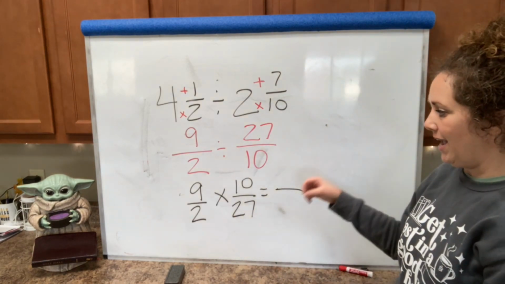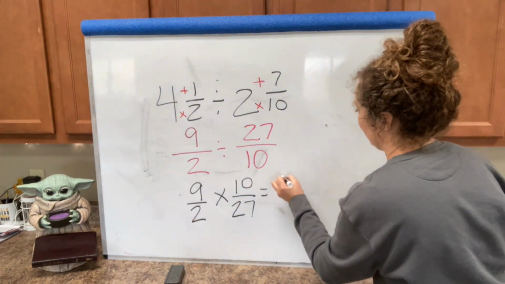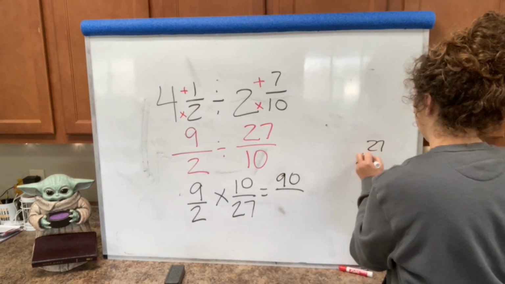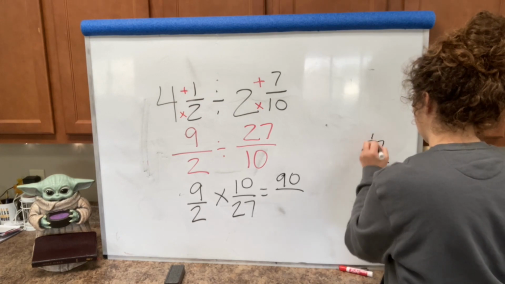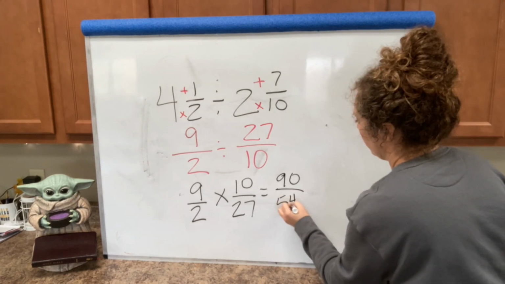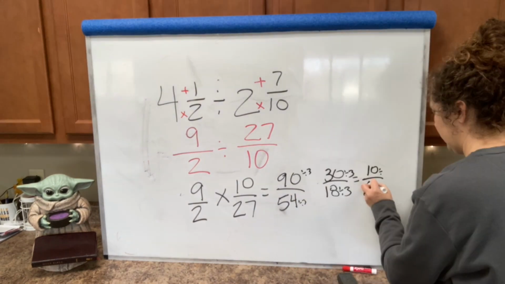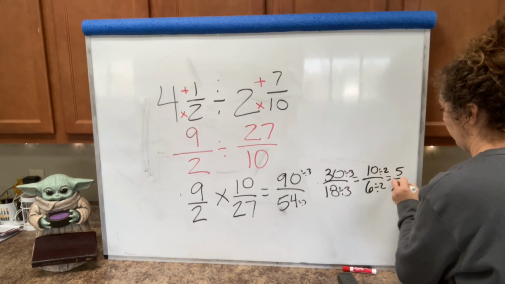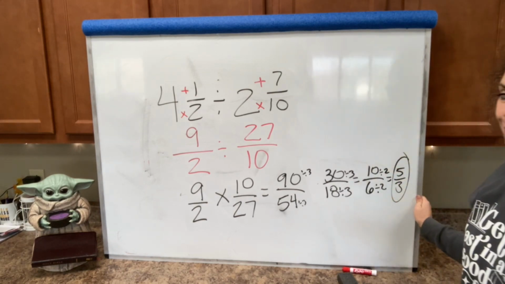When we do that math, 9 times 10 is 90, and 27 times 2 is 54. We can simplify that, divide by 6, and then we divide by 2, and I get 5 over 3. So my answer is 5/3.